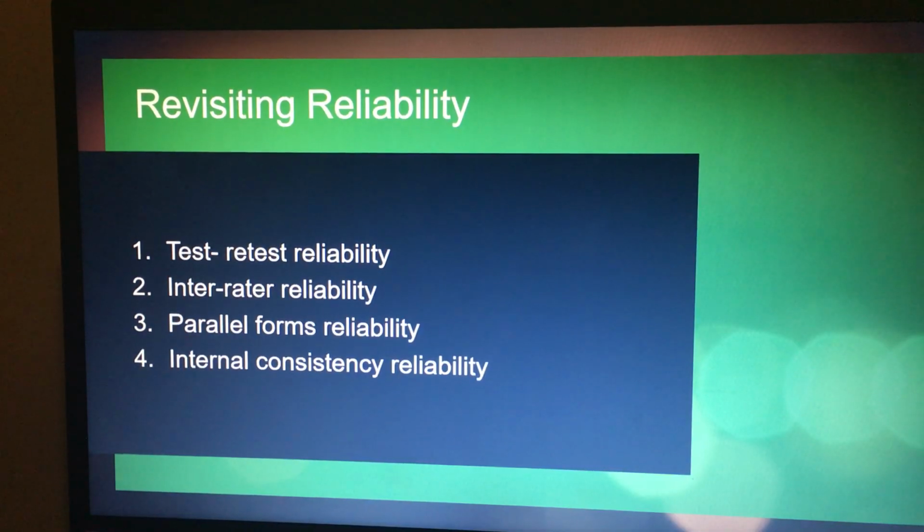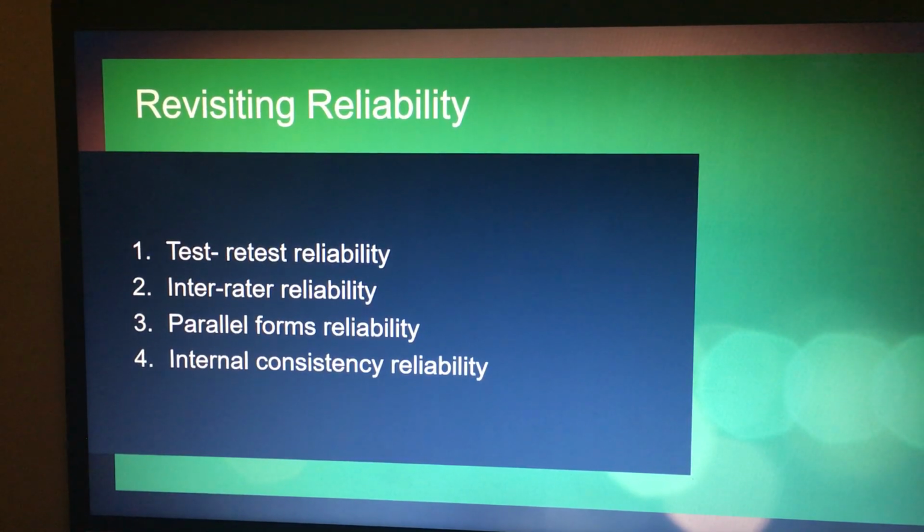So let's move into section 10.6. We're going to revisit validity. The concept of validity was introduced also back in week 1 when we looked at chapter 2. Validity refers to the extent to which a test or a measurement accurately reflects the concept that it was intended to measure.